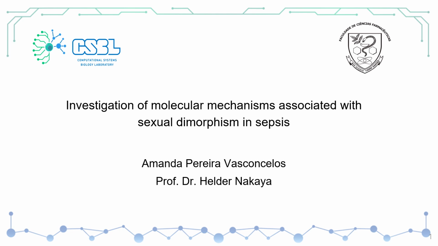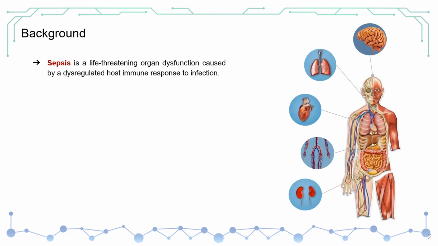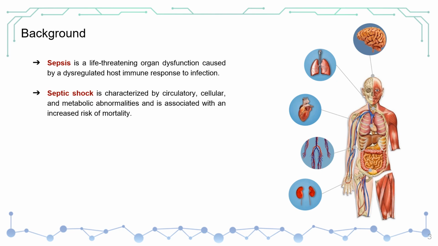Hi, my name is Amanda, and in this project, we are doing an investigation of molecular mechanisms associated with sexual dimorphism in sepsis. Sepsis is a life-threatening organ dysfunction caused by a dysregulated host immune response to infection. But septic shock is a progression of sepsis which is characterized by circulatory, cellular, and metabolic abnormalities, and is also associated with an increased risk of mortality.